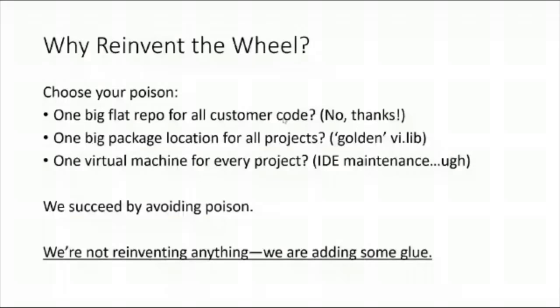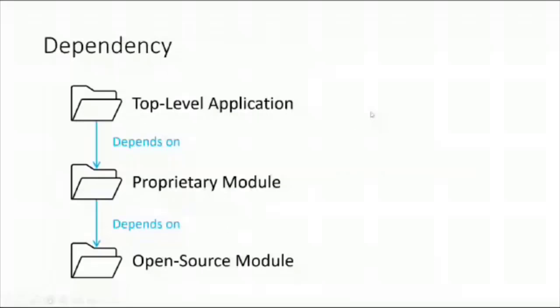So in general, we succeed by avoiding poison, and we're not trying to reinvent the wheel. We're trying to leverage the tools that we have available. So we're talking about dependencies, right? What's the dependency? Well, I have a top-level application. That top-level application may call some proprietary modules, right? I'm giving you the most basic view of dependencies here. There are different layers, and what we're going to see is that there are different requirements and expectations for success at these different layers. All right, so this arrow, when you're representing dependencies in software, means depends on, okay?